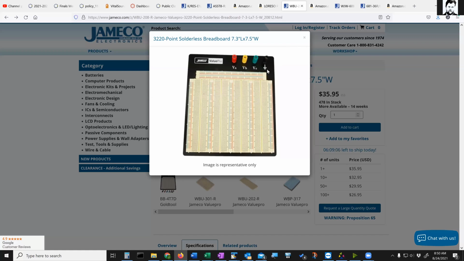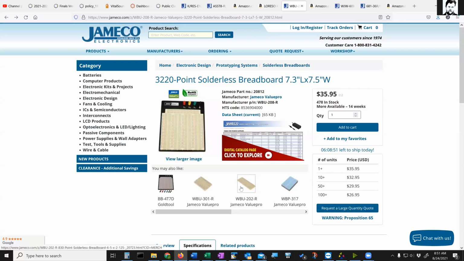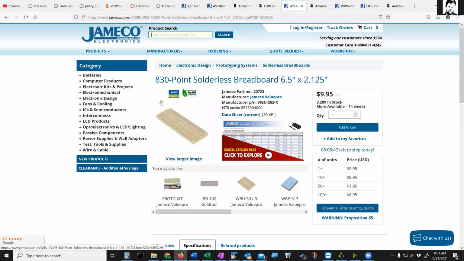So my point here is that if you have a board like this, you can get away with just using banana to banana, or you could also just get a banana to alligator, and then you don't necessarily even need to use these ports at the top. So it's up to you how you want to approach that. If you have a board like this, then there is no banana jack, right? So you'd have to have banana to alligator in this situation.